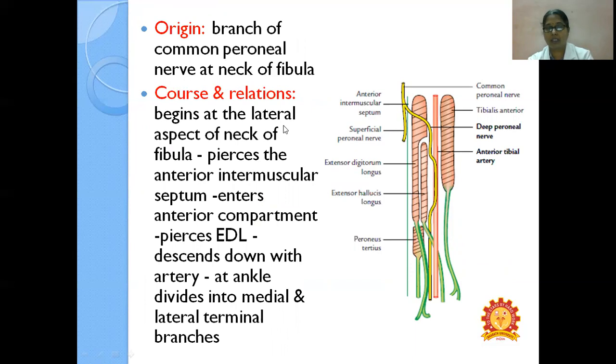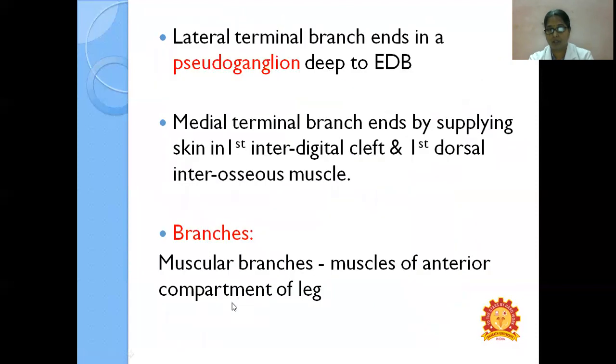Course and relations: it begins at the lateral aspect of the neck of the fibula. It pierces the anterior intermuscular septum and enters into the anterior compartment. Then it pierces the extensor digitorum longus and descends along with the artery up to the ankle. At the ankle, it divides into medial and lateral terminal branches.